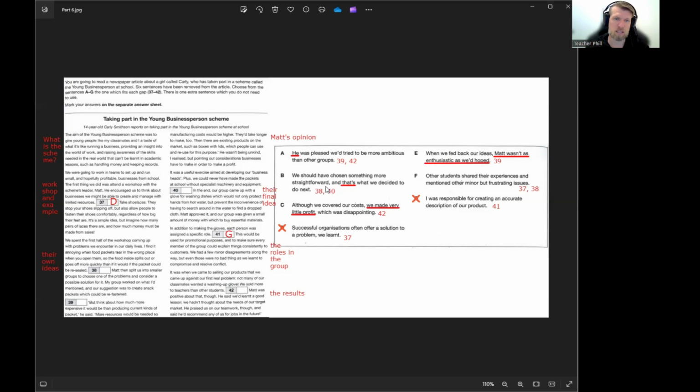In sentence B, it says here, we should have chosen something more straightforward, and that's what we decided to do next. The paragraph talks about different ideas that they have, but in the gap, I don't think they make a decision here. I don't think that fits. So I want to go with F in gap 38. I think that's the best one. And again, I will eliminate that. And then what we can always do, of course, is to eliminate that possibility from the other sentence. Which now, for example, leaves us with only one option for sentence B.